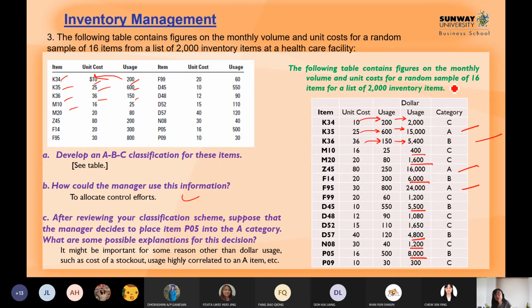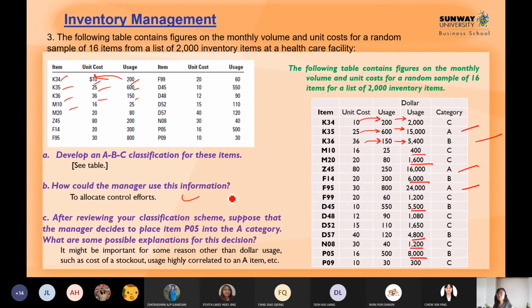Not just like, oh, I like this color, I like this one. You need to have the statistic record: how many usage and what is the unit cost. Okay, I hope it will help you on the decision making during your work in the future.